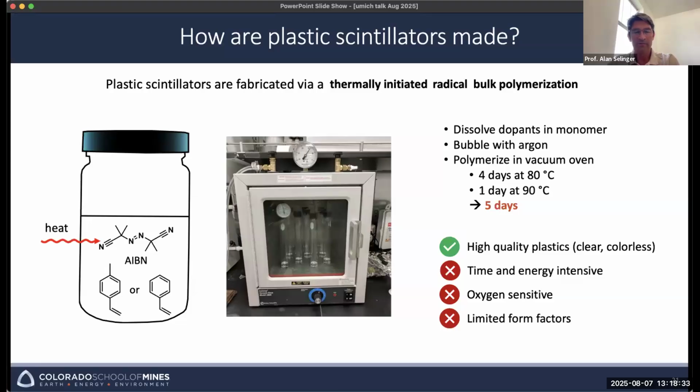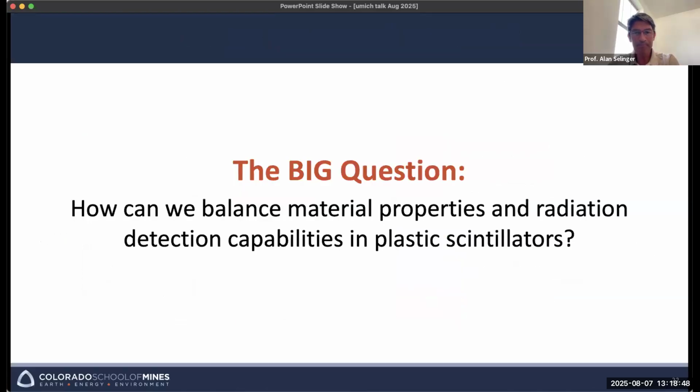And then also, because it's almost like a water-like material initially, you're limited in form factors. And so usually you just make a big slab and then you machine the size that you want. So there's a lot of wasted material here.